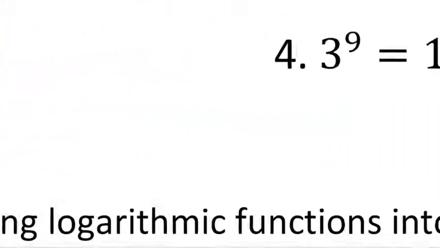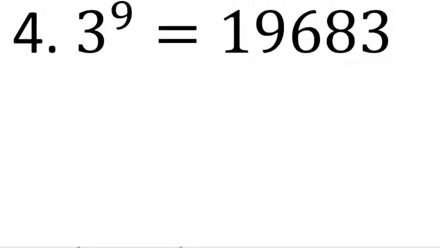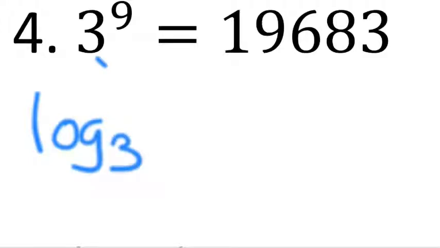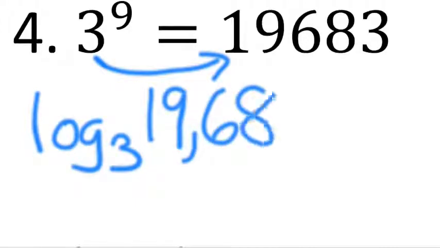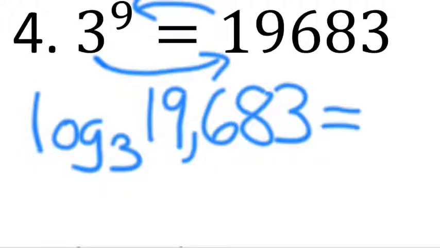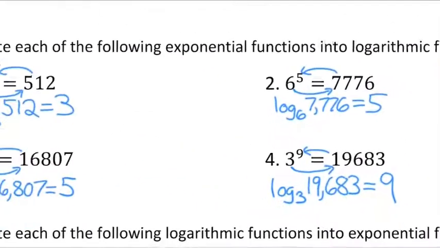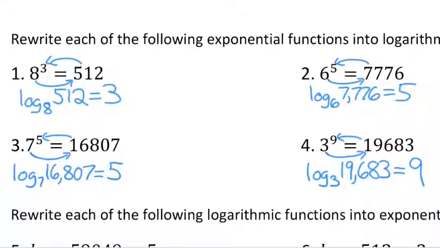And number 4, again, the base of our exponent is the base of our log. We're taking the log of what it was equal to, so 9,683, and we're setting it equal to 9. So there are some examples of taking exponential form and turning it into log form.